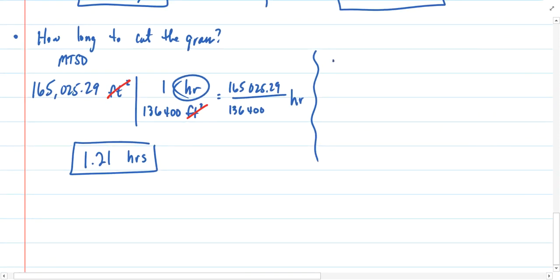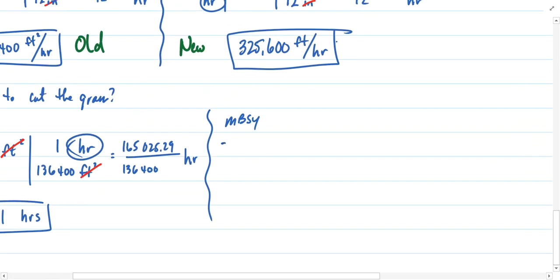With a new lawnmower, we'll do the same thing, only this time that new lawnmower goes much faster, cuts a much wider path. This mower can cover 325,600 feet per hour. Let me start with the area of the yard first. So 165,000 feet squared. We could have gone in the opposite order, but it just makes a little bit more sense when we write it this way. 165,000 square feet needs to be cut, and we can take care of that in, let's see here, 325,600 square feet. This should have been a feet squared in that last video. Square feet per 1 hour.